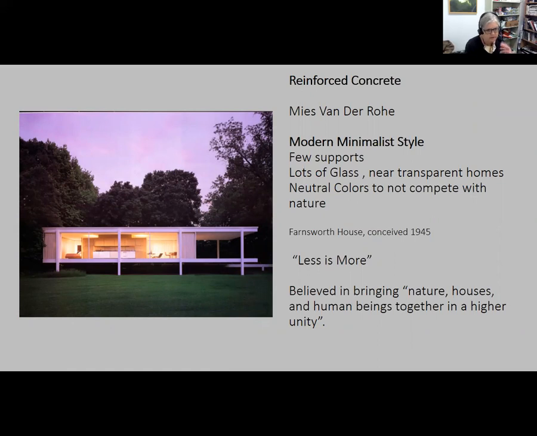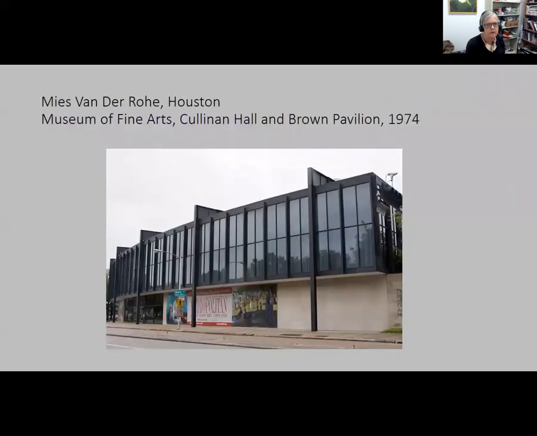He felt like the fewer materials you used in something, the more amazing and beautiful it would be. And he believed in bringing nature, houses, and human beings together in a higher unity. He designed this at the Museum of Fine Arts, this Cullinan Hall and Brown Pavilion, which has a ton of windows.